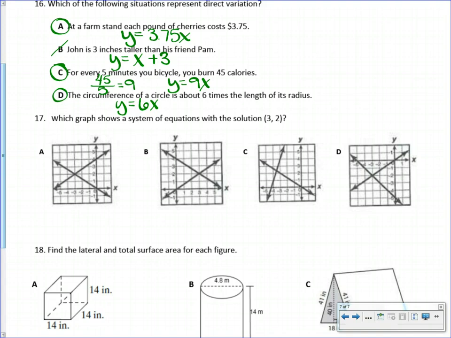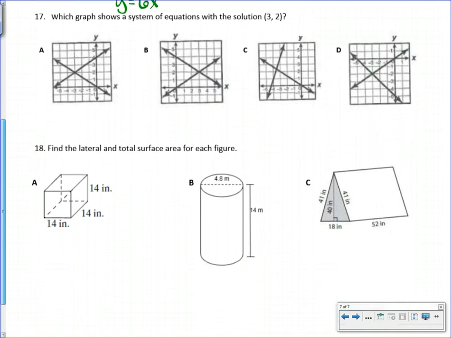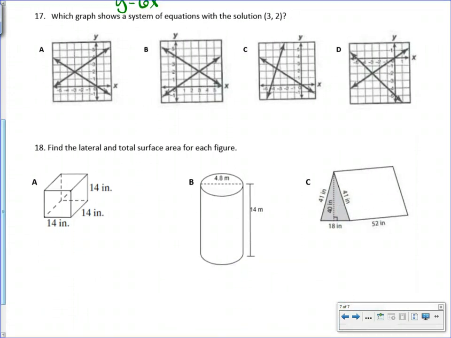Number 17. Which graph shows a system of equations with a solution of (3, 2)? So you're looking for the pair of graphs to cross right at this point. A is at (-3, 2), so that's not quite right. B, right 3, up 2. Letter B crosses there. Letter C, they do not cross at (3, 2). And letter D is (-3, -2), so it's also not letter D.